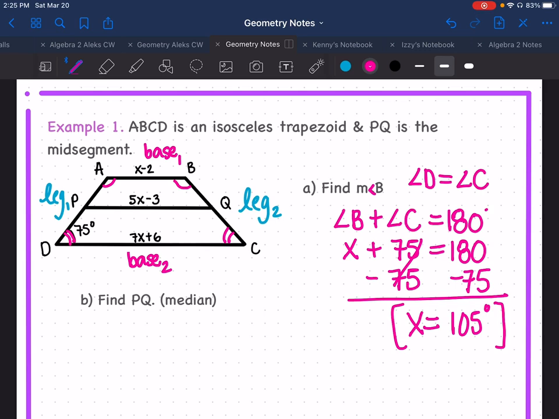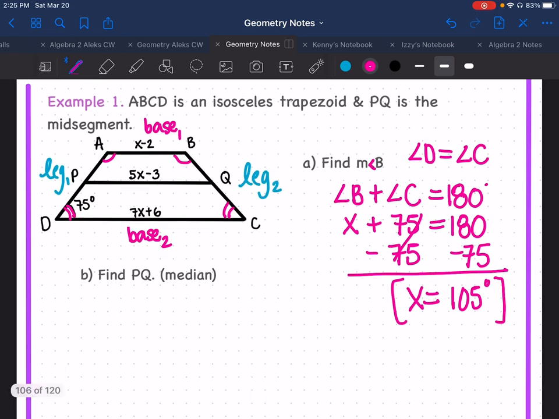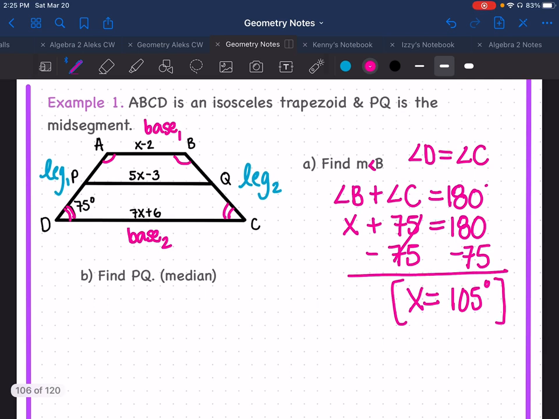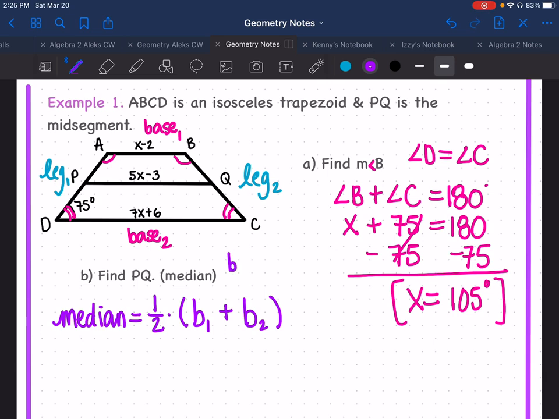All right, the next thing I want you to do is go ahead and find PQ, which is my median. All right, let me go ahead and grab my purple because the formula from the last page said the median is equal to 1/2 times base 1. I'm just going to put a B so that I can save time, plus base 2. So my little b stands for base. I'll write that for you right here.